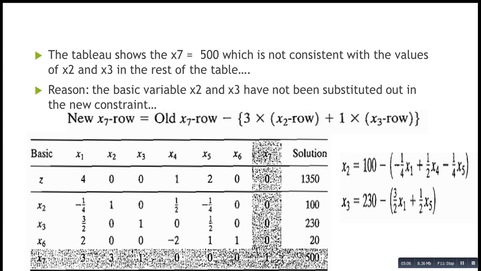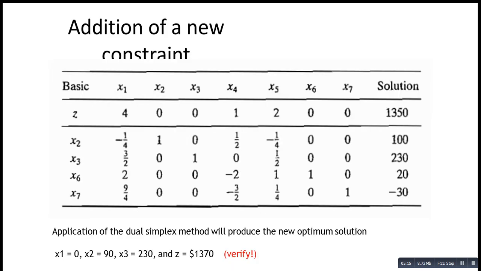The basic variables x2 and x3 have not been substituted out in the new constraint, which will be substituted by the new x7 row. And thus, the new tableau would be this one, which is shown in this slide. Application of the dual simplex method will produce the new optimum solution. Solving this problem using dual simplex, we find the new solution as x1 equals 0, x2 equals 90, x3 equals 230, and z equals 1370.